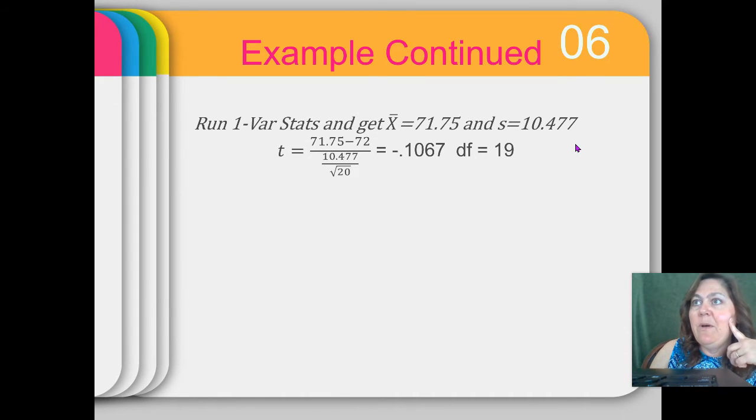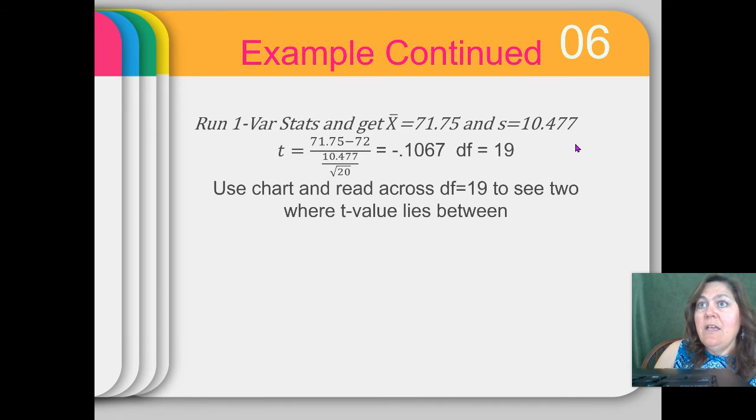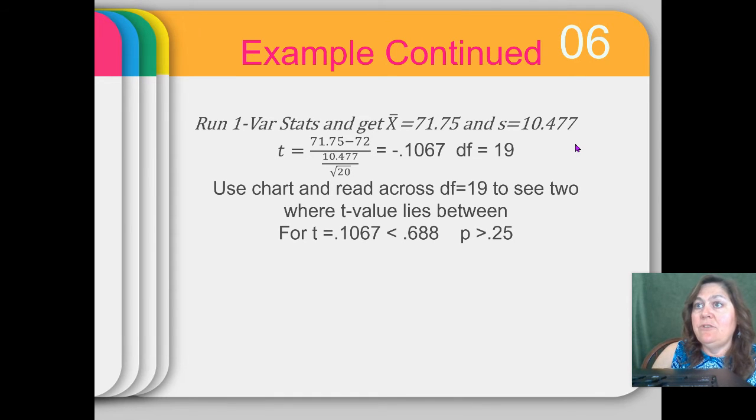We've run one-var stats, and this is what I got. I got that x bar and that s, plug it into t. Here's where you get your t value, just like we got z. Now here's where it begins to get a little different. We now have our t. We know that n was 20, so df is 19. So we're going to use the t table chart now, not the z, the t, and we're going to read across degrees of freedom to see where this t value lies between. I'm going to pull it up here in a minute and show you.